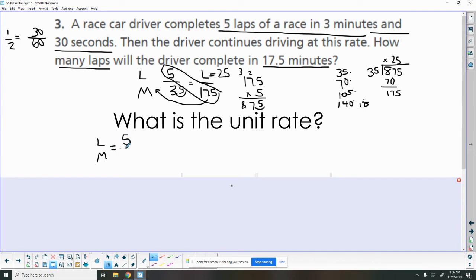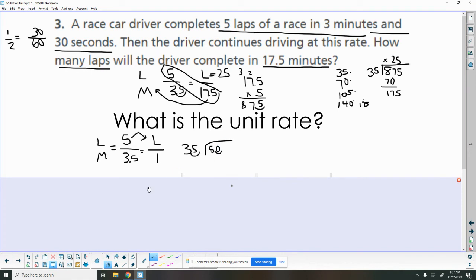So I know it's 5 laps in 3.5 minutes. And I want to know how many laps they can do in 1 minute here. So to get from 3.5 to 1, I would divide by 3.5. So I do the same thing up here, 5 divided by 3.5. So I have 3.5, and I know I need to move my decimal over, which the decimal on the 5 is at the end. So I need to add a decimal place.